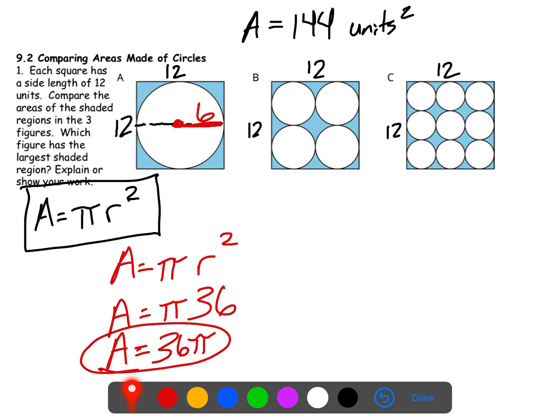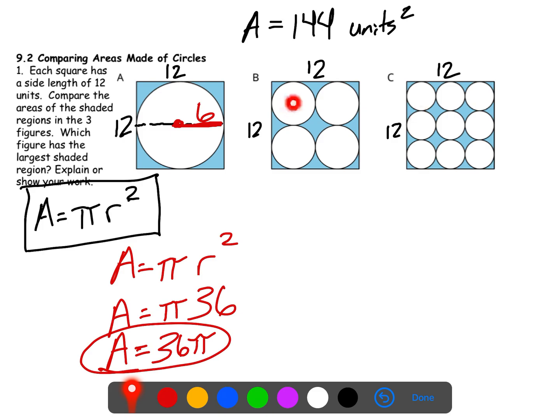Because we don't have to tell exactly what the area of the shaded region is. We're just asked which figure has the largest shaded region. So in turn, that means since we started with the same size square of 144 units, the bigger the area of the circle or circles that we're taking out, the less shaded region is left over.